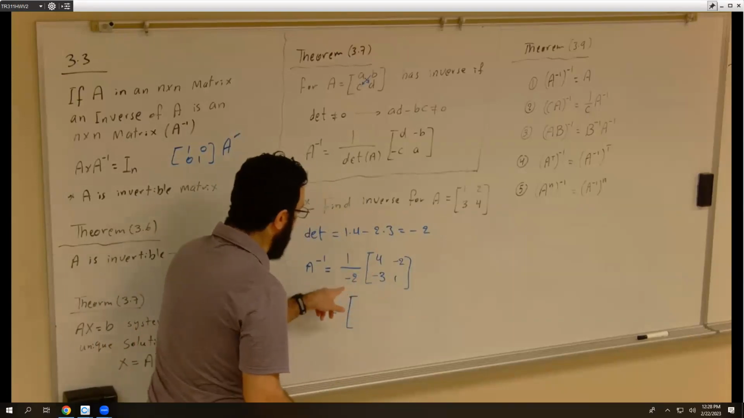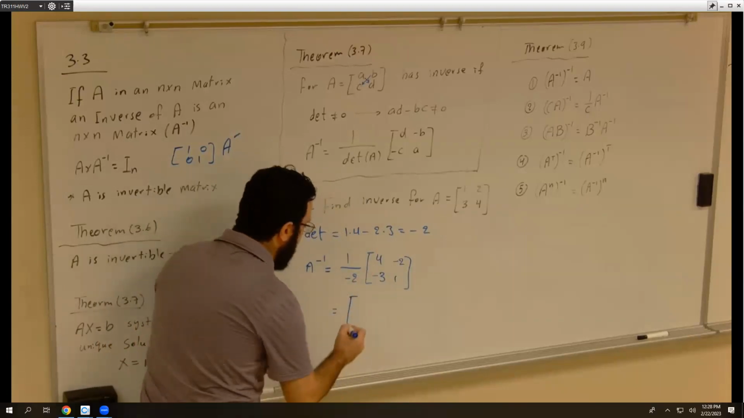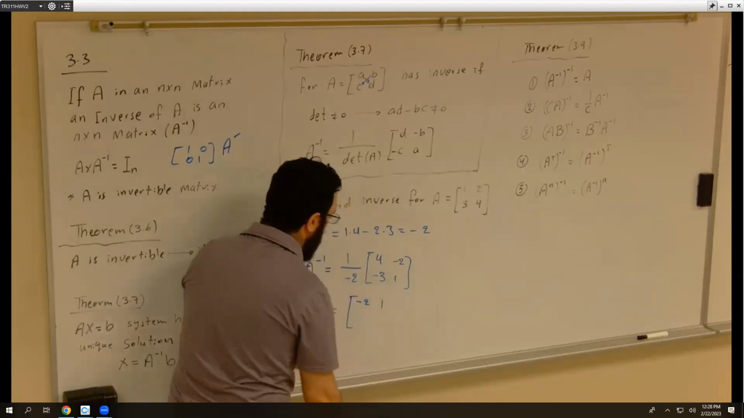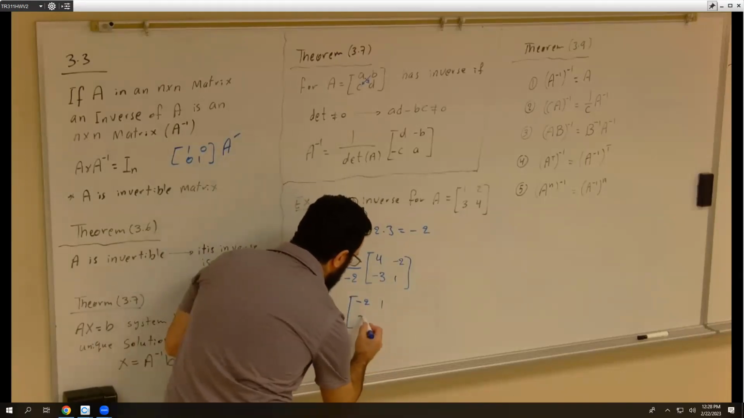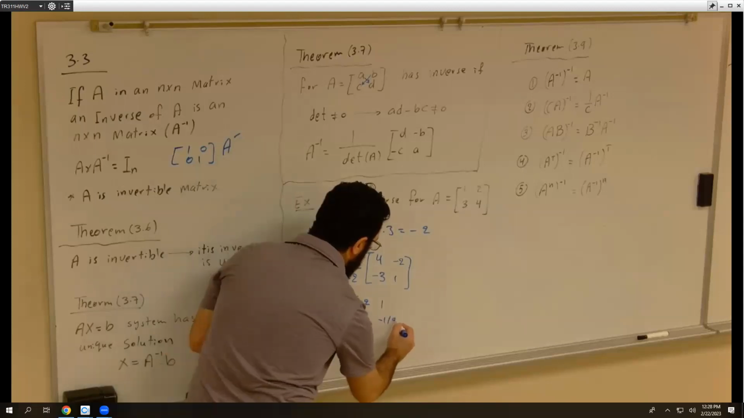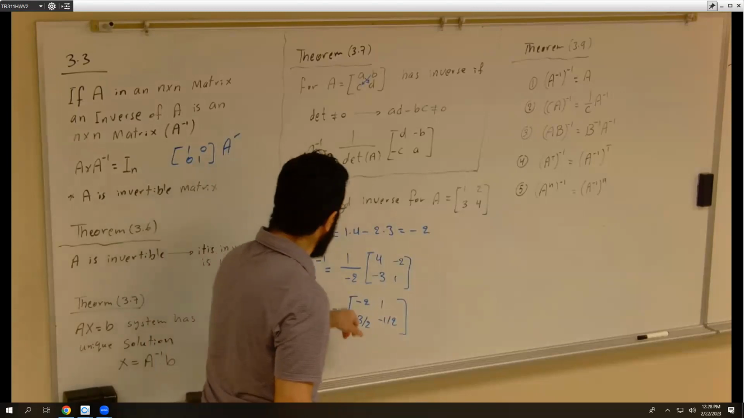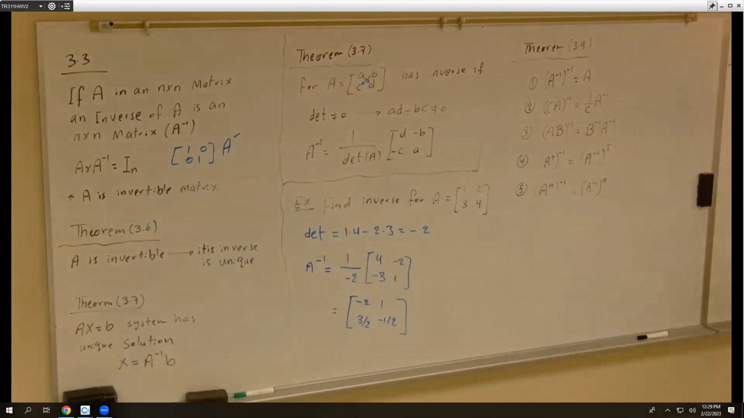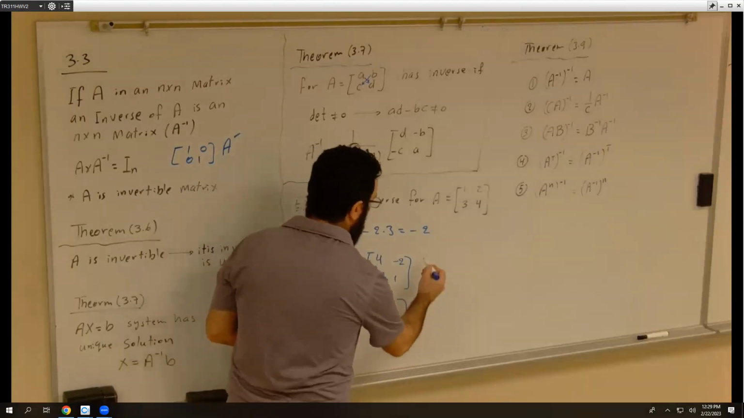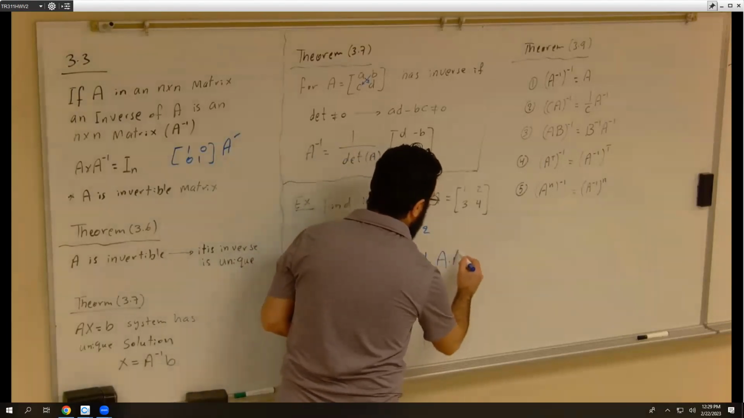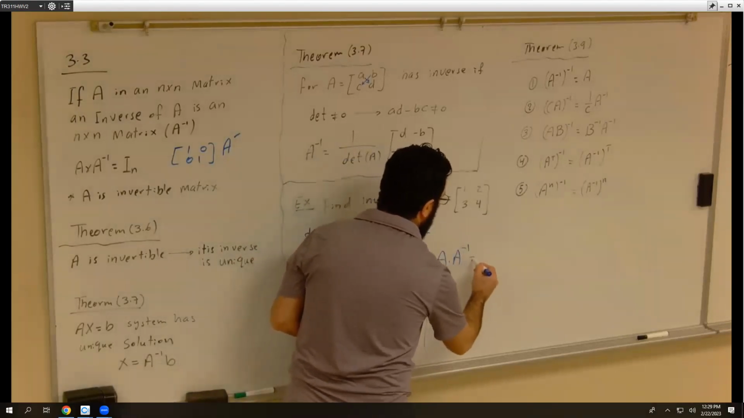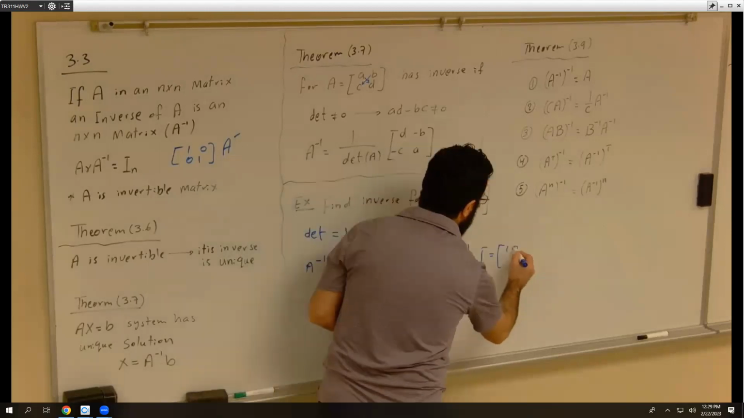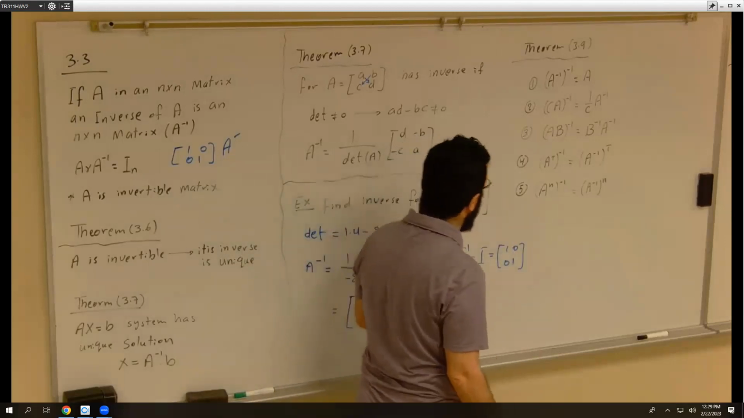That means 4 divided by -2 is going to be -2. -2 by -2 is going to be 1. -3 over 2 is going to be positive, and -1 over 2. This is the inverse for the matrix A. How are you going to check that? If you multiply the inverse times the matrix A, the result is going to be the identity matrix. To check that, if you multiply A times the inverse, the result is going to be the identity, which is equal to 1, 0, 0, 1.